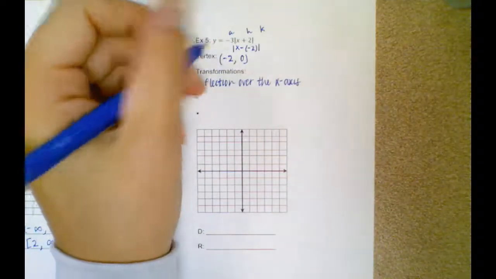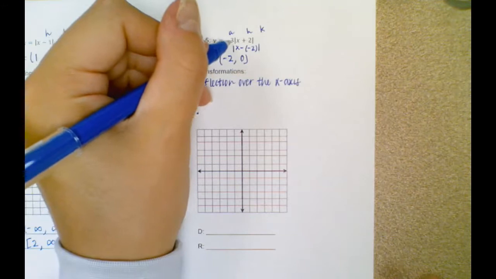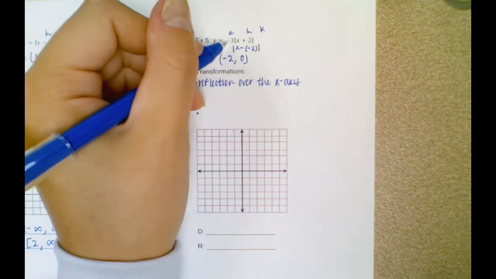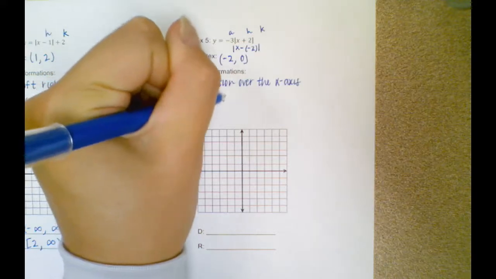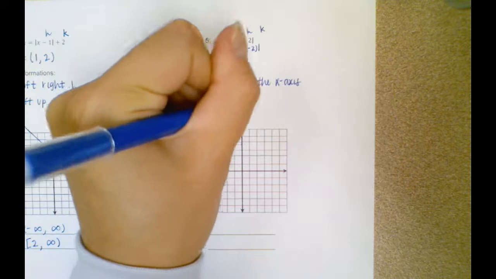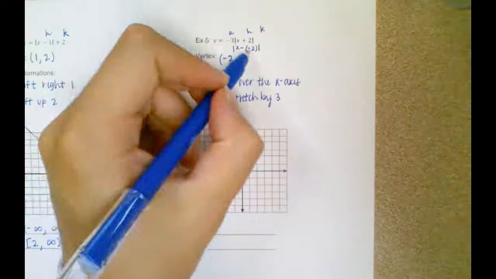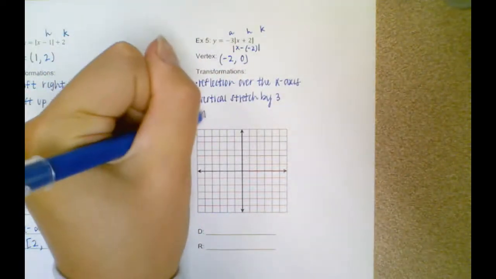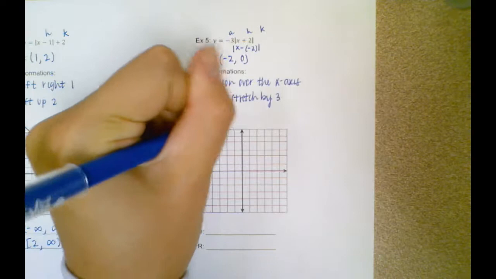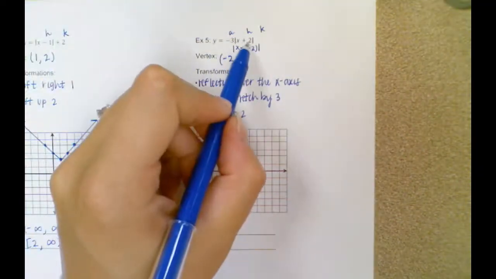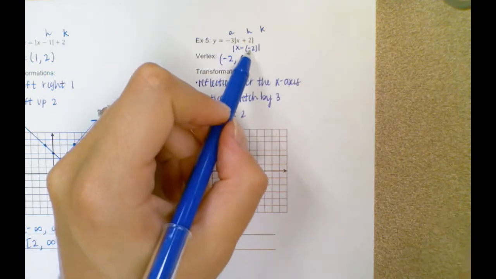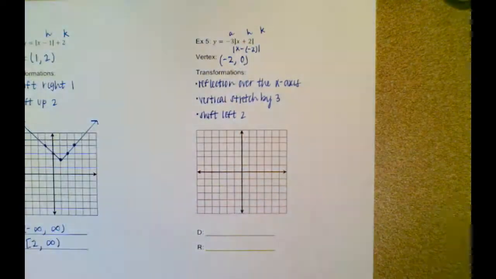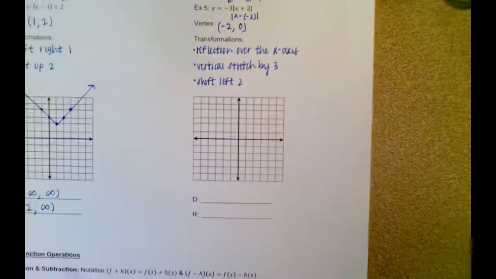Then I have this 3, and this A value is negative 3, but when you take the absolute value of it, you get positive 3, which is greater than 1. So this is a vertical stretch by 3. And then we have a shift left 2. You can think of that as because it says x plus 2, so you know you're moving to the left, or you can think of it as, oh, the 2 is actually negative. That's why I'm moving to the left. Whatever helps your brain. All right, let's plot some points.